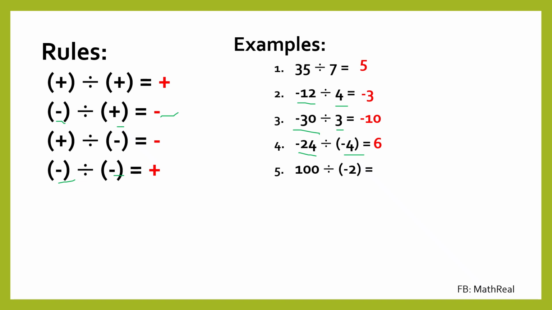Number 5, positive 100 divided by negative 2. That is positive divided by negative is equal to negative. So the final answer should be a negative number, and that is equal to negative 15.